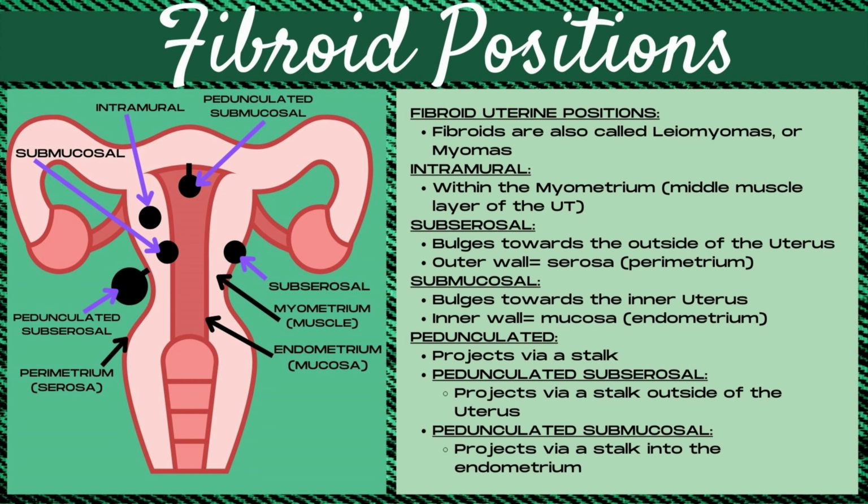You can also have a pedunculated fibroid, and this is a fibroid that projects via a stalk into another portion of the uterus. You can have a pedunculated subserosal fibroid, and this means it projects via a stalk outside of the uterus, or a pedunculated submucosal fibroid, in which it projects via a stalk into the endometrial canal.